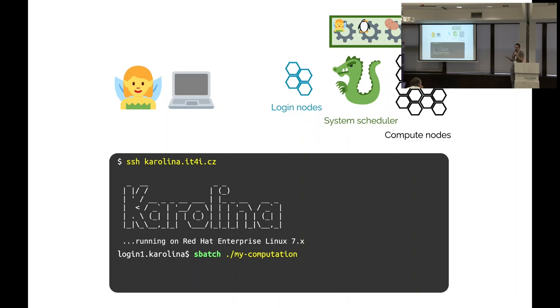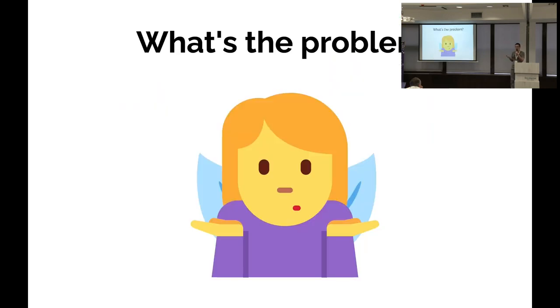And then we can essentially disconnect and we just wait until we get our turn. So when we get to the front of the queue and there is enough resources, Slurm will allocate a bunch of nodes, start our computation, and that's it. So if you use HPC, you are probably quite familiar with this workflow because it's quite common on HPC. But what's the problem with this?